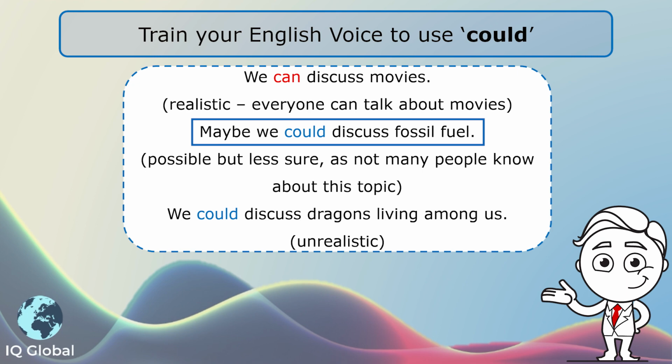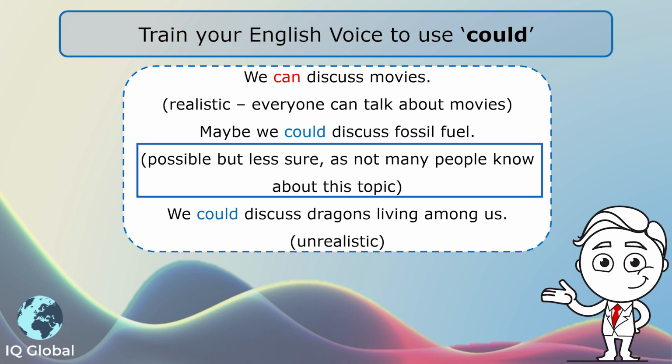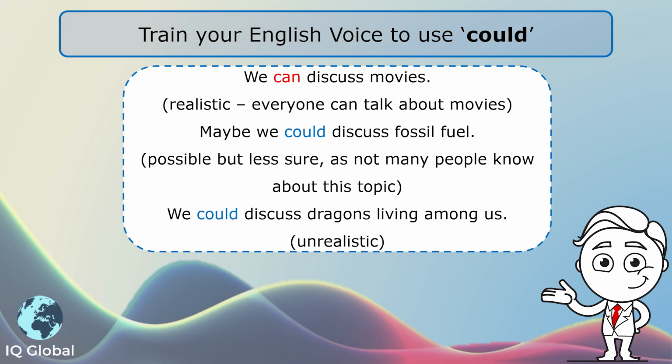Have a look at sentence 2. Maybe we could discuss fossil fuel. So here is another suggestion, but we use the word could. That is because this is possible but less sure, as not many people know about this topic. So it is not impossible, but it is less likely that this will be the discussion topic.